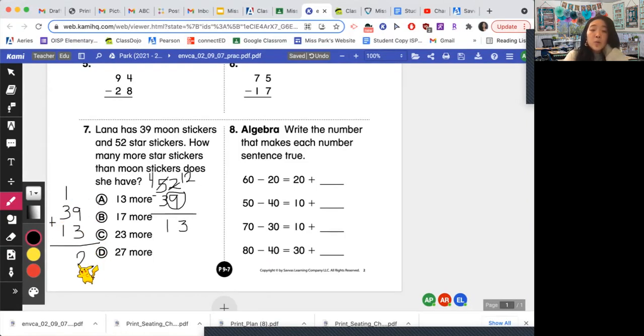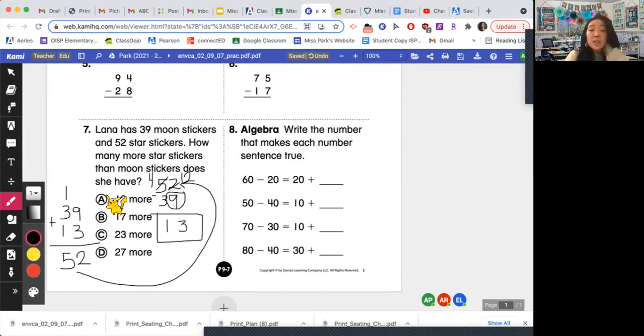So we need to regroup 12. And then what is 1 plus 3 plus 1? Well, 1 plus 3 equals 4. 4 plus 1 equals 5. Okay, so Rebecca, is 52 the whole here? Yes. So what does that tell us? That Billy's answer is correct, that it is going to be A, 13 more.